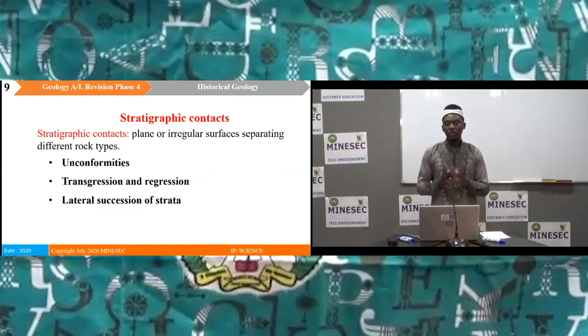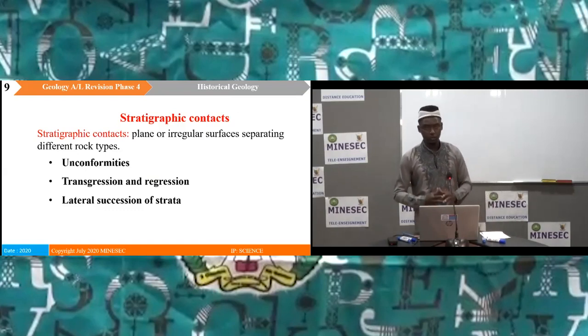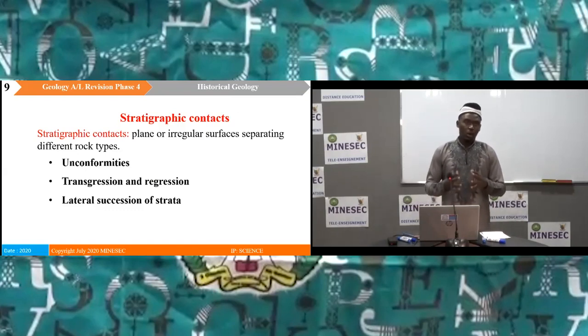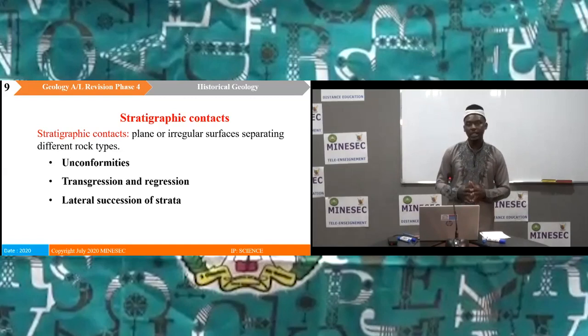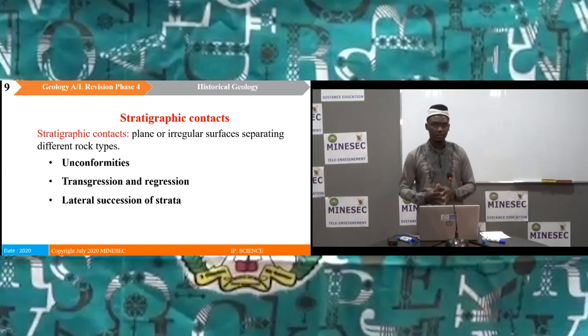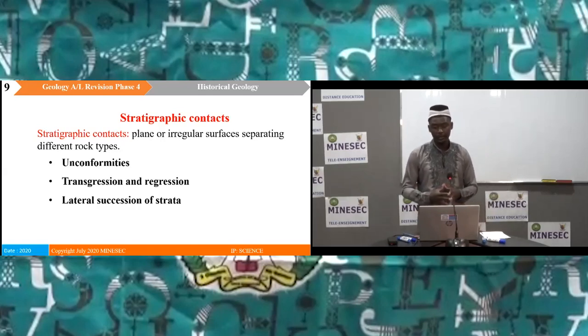Unconformities are surfaces that indicate a break in deposition. In other words, they are surfaces that mark an interruption in the inflow of sediment in a sedimentary basin. They have been grouped as major unconformities or minor unconformities.